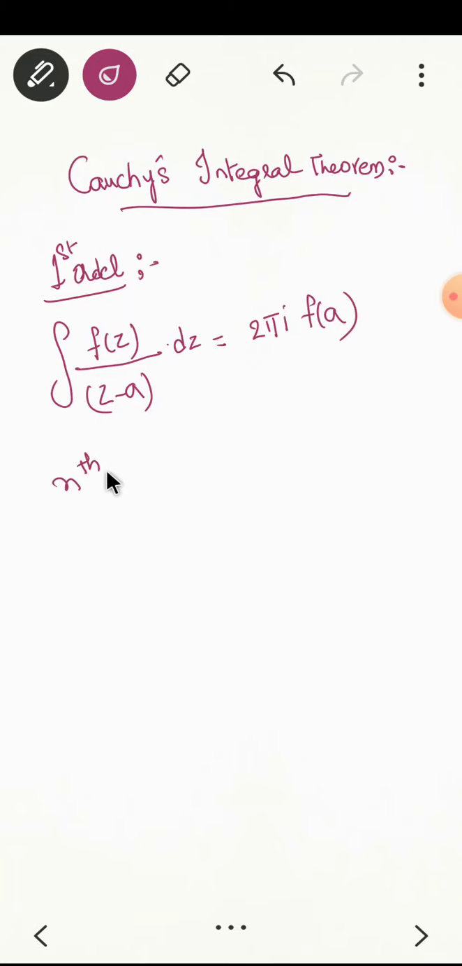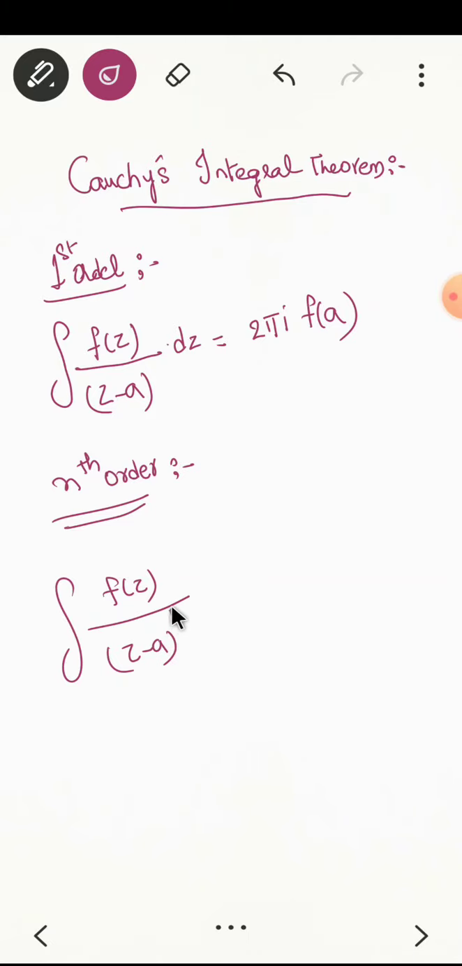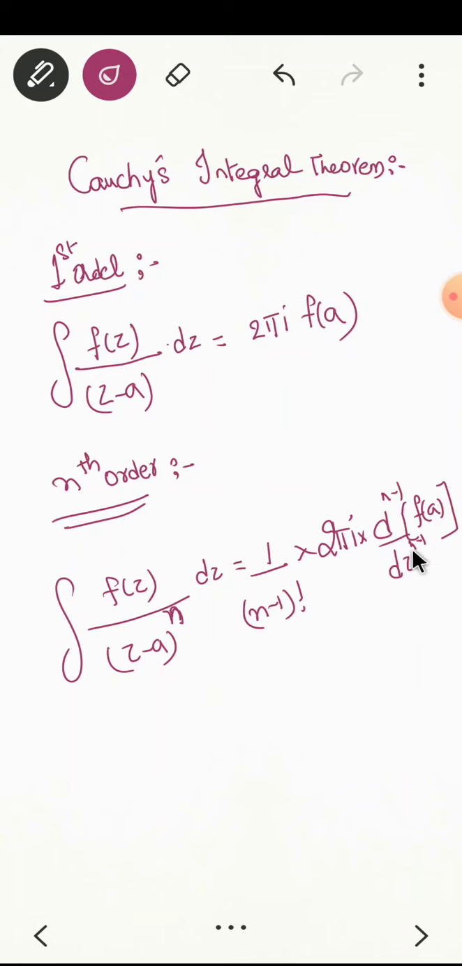Then the nth order formula, you have to remember the nth order formula also. The nth order formula is the integral of f of z by z minus a whole raised to n dz, which can be given as 1 by n minus 1 factorial into 2 pi i into d power n minus 1 by dz power n minus 1 into f of a. That means f of a, differentiation you have to do n minus 1 times. Okay, hope you are getting this.